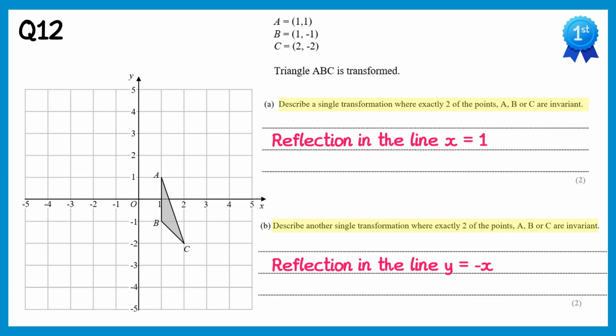Now if you really wanted to, there's a more complicated line you could use, which is this one here, so the line that has A and C on it. And if you're going to describe that one, you'd also say it's a reflection, but the equation of the line is y equals negative 3x plus 4. Now any of the answers I've given to A or B here will be valid for either question, so as long as you put one of these reflections for each of the questions, you'll get all the marks.